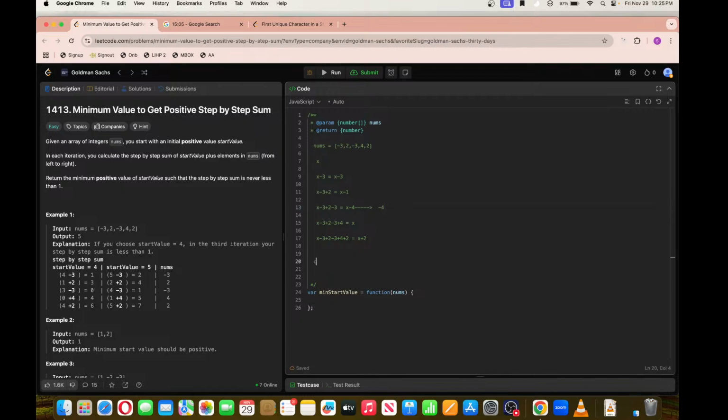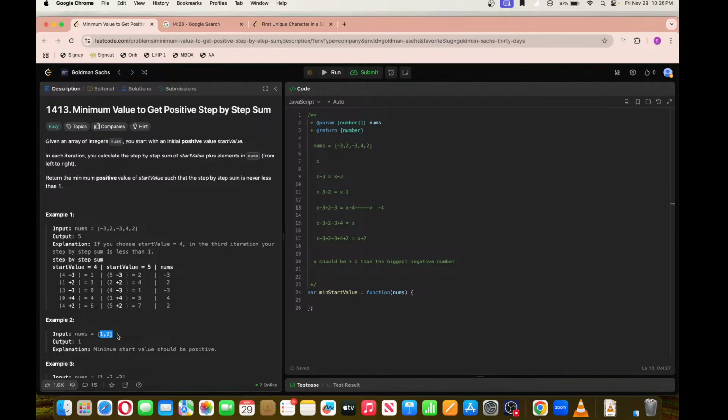So the biggest negative number here is minus 4, right? Only if x is 5, then it will be 1, so x must be greater than 4, plus 1. Yeah, I think this is the answer, right?